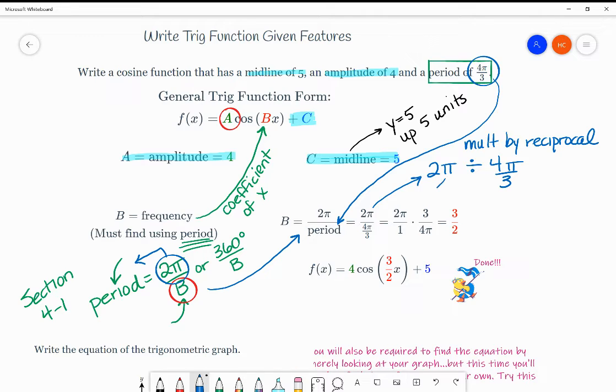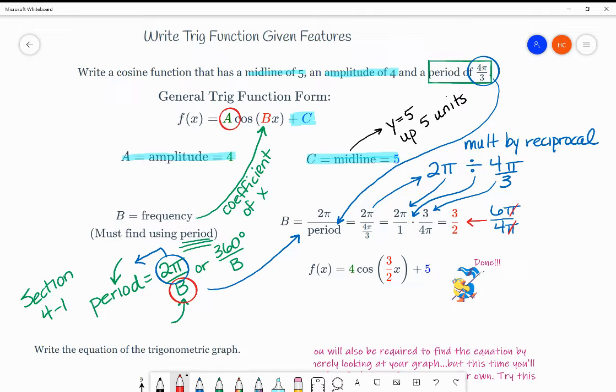Well, you are going to write 2 pi. The division symbol becomes a multiplication. Your 4 pi over 3 becomes 3 over 4 pi. 2 pi times 3 is 6 pi, and 1 times 4 pi is 4 pi. Notice that our pi's are going to cancel, and 6/4 becomes 3/2. And anyway, so that becomes our b value.